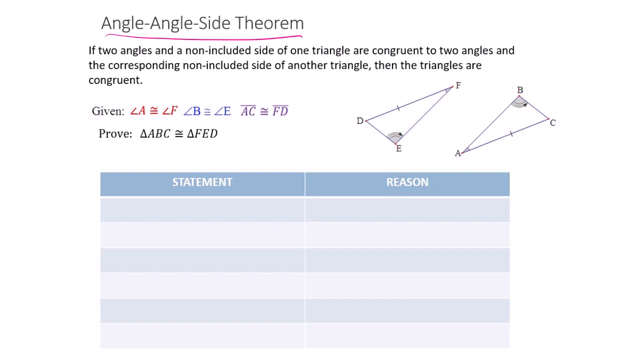All right. So that's what we're given. We're given that two pairs of angles and one non-included corresponding side are congruent, and we're trying to prove that the two triangles themselves are congruent. Okay, so we'll start with the givens. So angle A is congruent to angle F. Angle B is congruent to angle E. And side AC is congruent to side FD. All right, and those are all given.